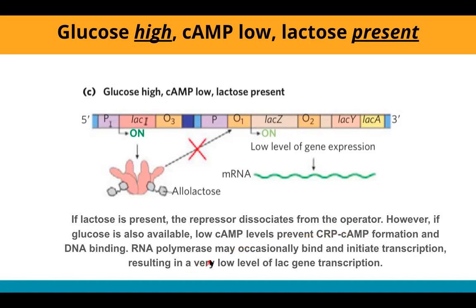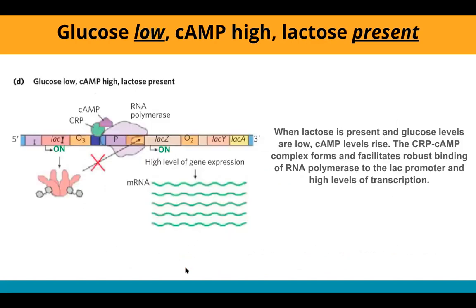Okay, so RNA polymerase may occasionally bind and initiate transcription, but it results in a very low level of lac gene expression. What happens if you have low glucose but you have lactose? If you have low glucose and lactose is present, what happens here is, again, the presence of cAMP. That cAMP will form a complex with CRP. If you have the cAMP-CRP complex, it facilitates binding to RNA polymerase, causing activation of RNA polymerase. So therefore, you have high levels of gene expression.